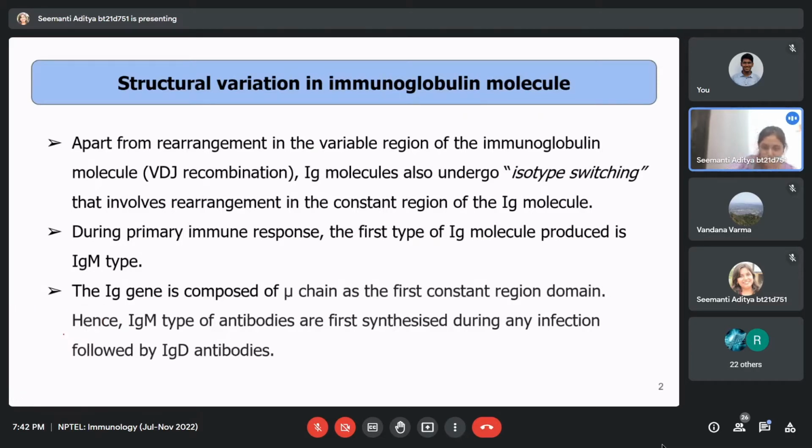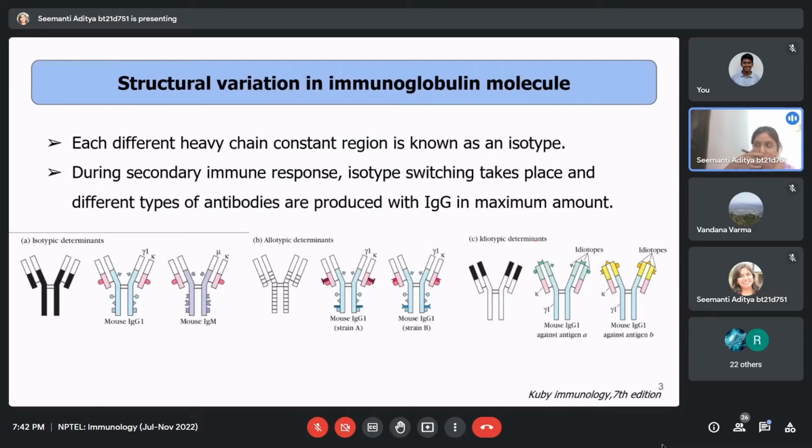delta chain. So in the constant region, first you have this VDJ part, followed by your mu part, followed by your delta part, and then the rest of the other antibody segments. So first you will get the mu chain, and once the VDJ is recombined, you can recombine with the mu chain, and then you can get the IgM type of antibody. Also, different heavy chain constant regions are known as isotypes.